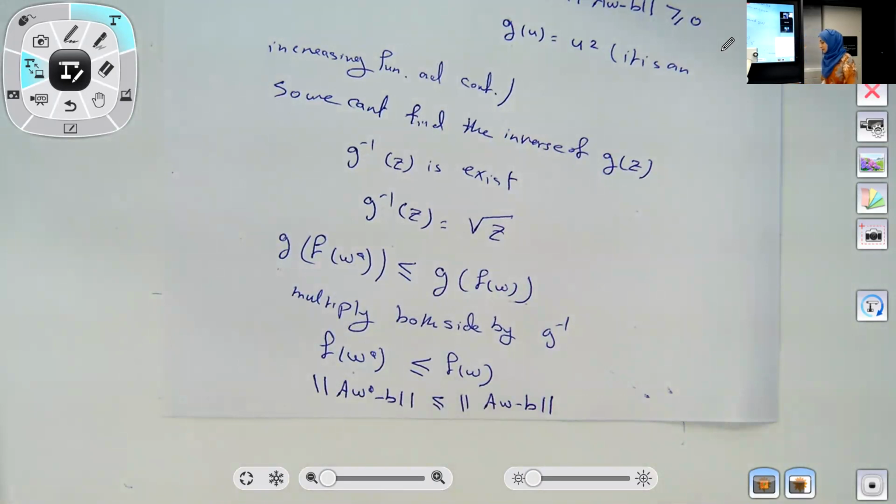This is the explanation for part A. The last thing we need to discuss is part B.